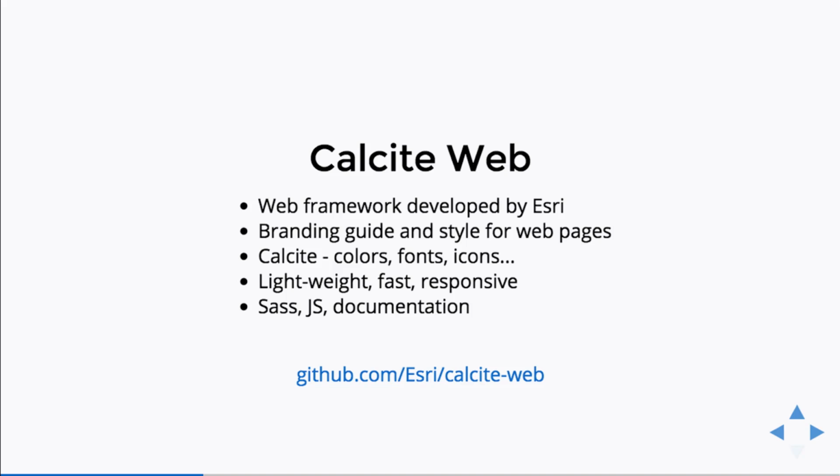So we use colors and fonts and icons. They're not just specific to web, but they borrow from other parts of the platform as well. It's super lightweight, fast, responsive. It's Sass built, and Sass.js has some great documentation and good stuff.